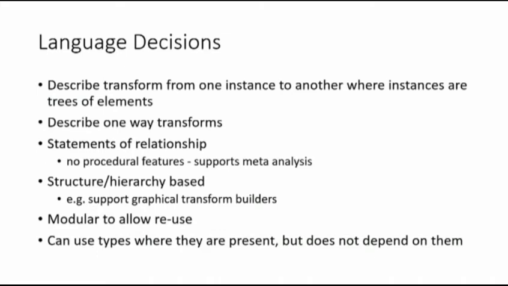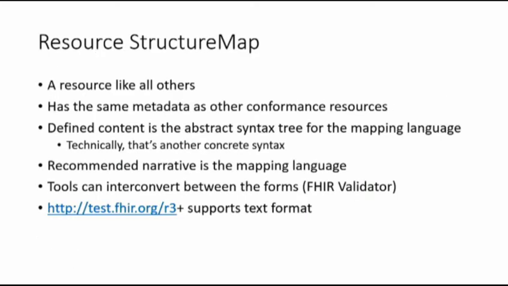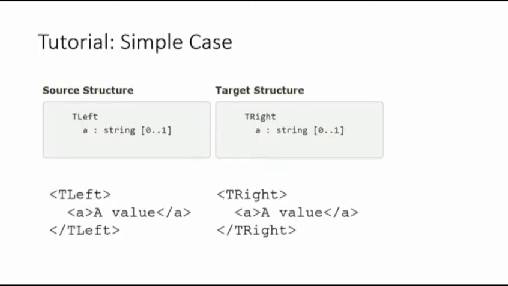Okay, so that's sort of the design parameters of the language itself. And then we have the resource StructureMap, which contains a module of the FHIR mapping language. And its defined content is actually the abstract syntax tree, and there's tools that can interconvert between the forms. So technically when we talk about FHIR mapping language, we store and exchange the modules as StructureMap resources, and that's how they're published through the FHIR specification.